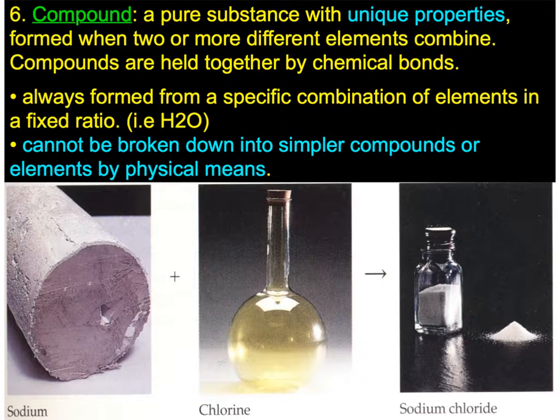Compounds. So now what we're doing, remember we started with electrons, protons, neutrons, making atoms. Now we're going to take multiple atoms and stick them together to make compounds. Here's a classic example. Sodium chloride. Sodium chloride is a compound made from sodium and chlorine.